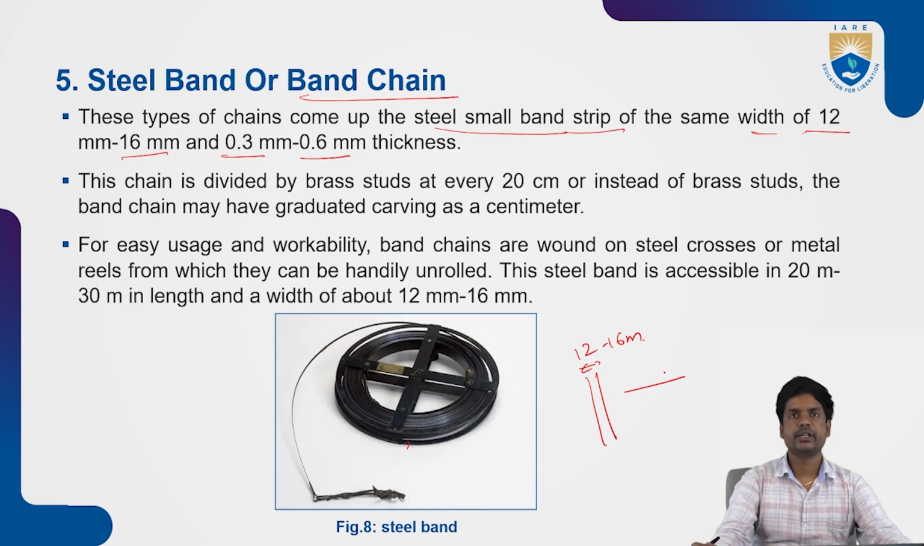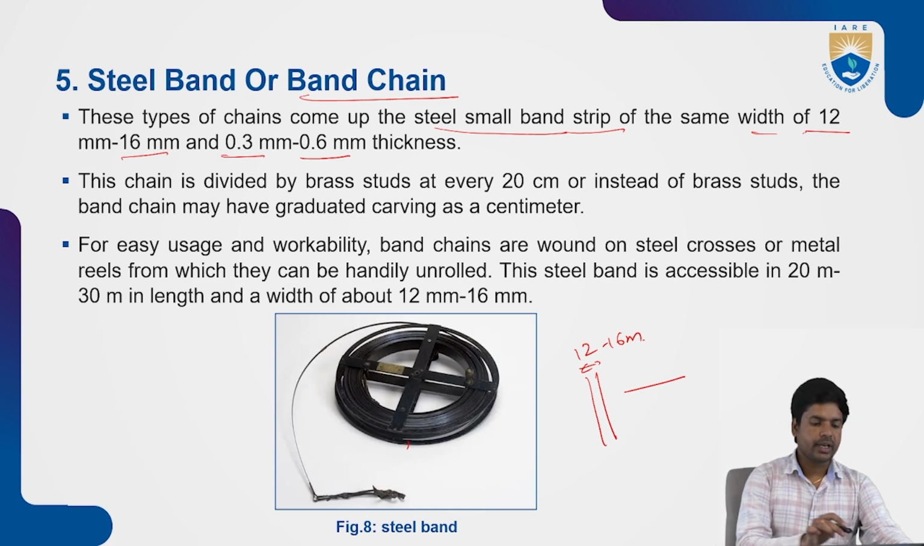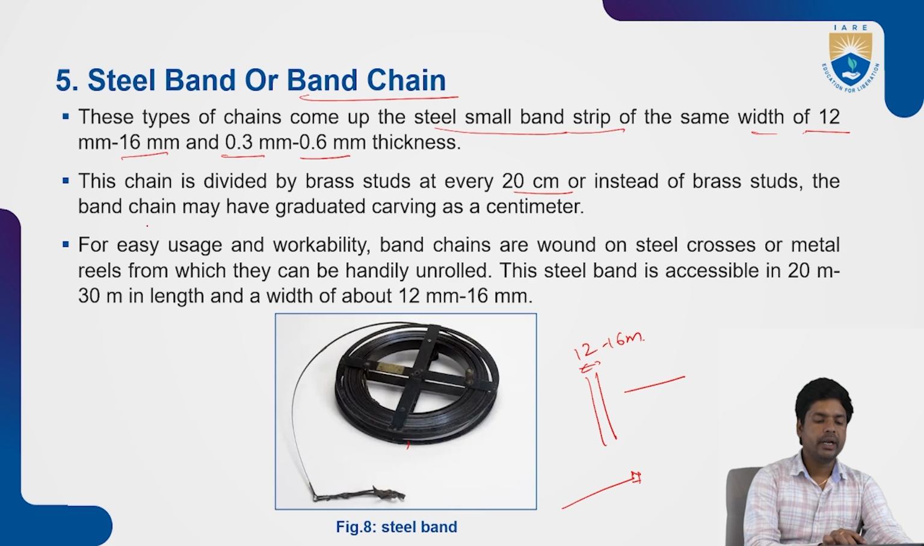The thickness of the chain is around 0.3 to 0.6 mm, and the chain is divided by brass studs at every 20 centimeters. After 20 centimeters it is marked with a brass stud. Or else, instead of brass studs, the band chain may have graduated carving in centimeters. For easy usage and workability, band chains are wound on steel crosses. This is the steel cross.